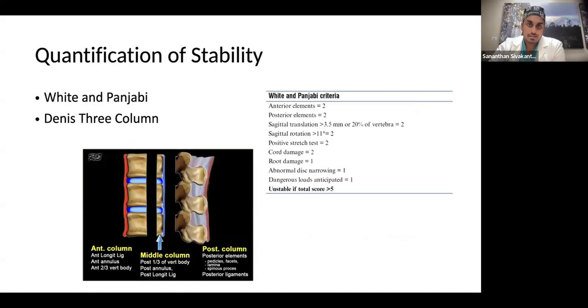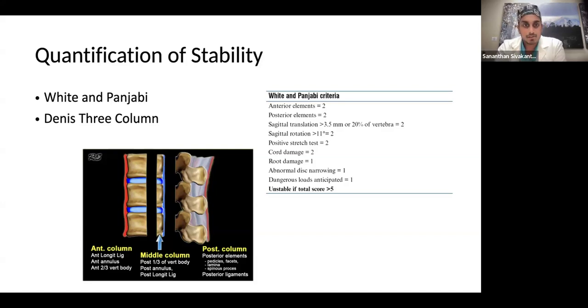Many different quantification metrics or schemes have been developed. White and Punjabi were the first, obviously, with their framework being described there: anterior elements, posterior elements, rotation, cord damage, etc.